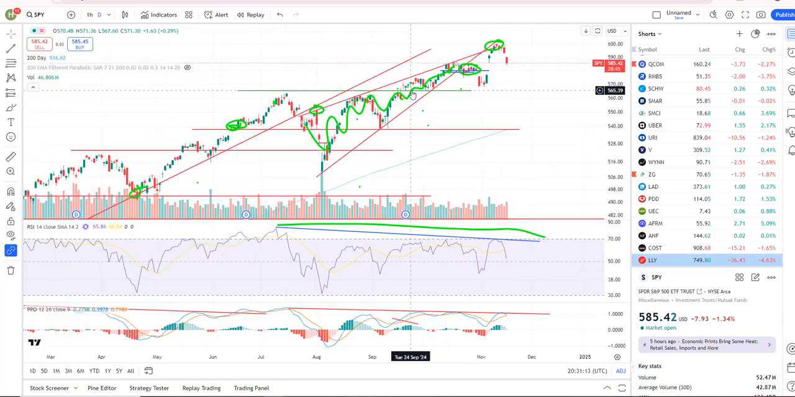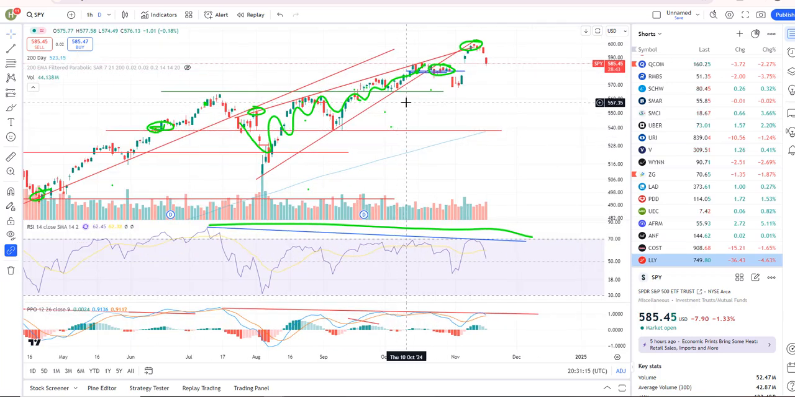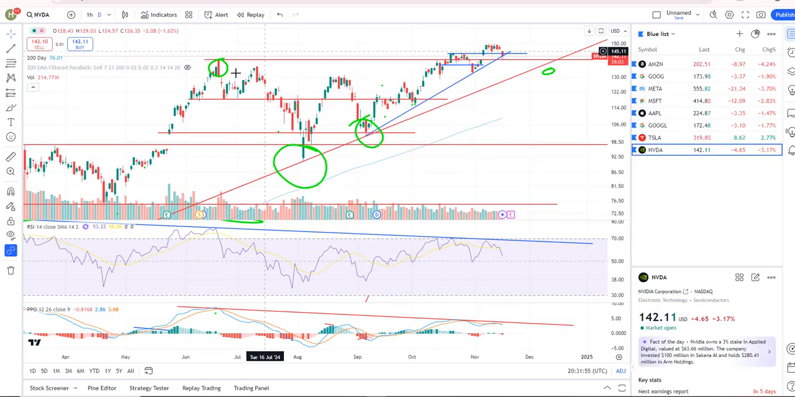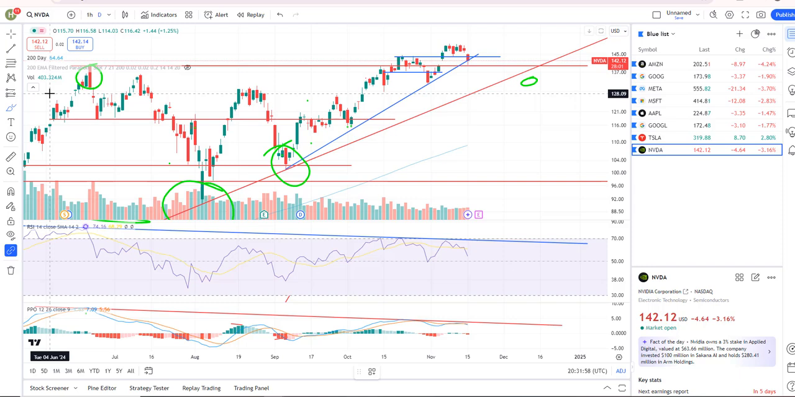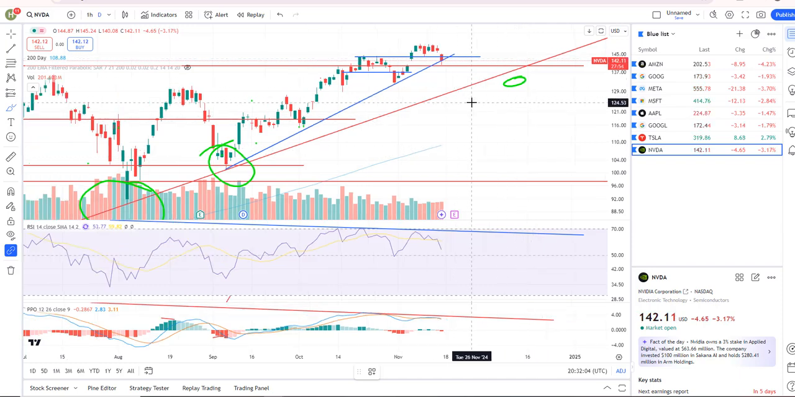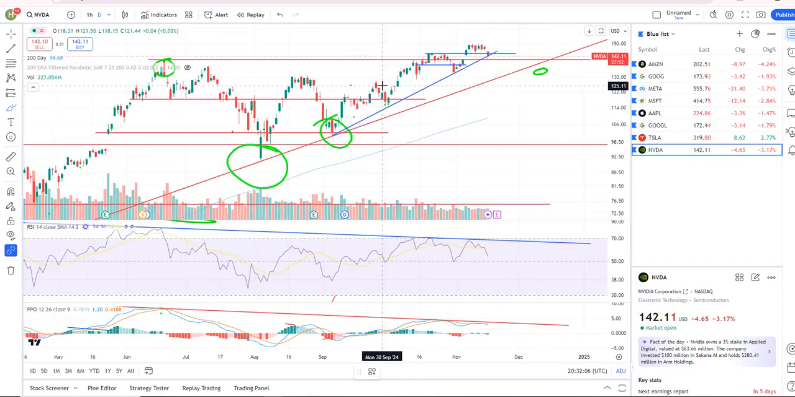Okay, so we've broken down, and we backtested, and now we're being rejected. So I'm expecting lower prices on the SPY as well. Mag 7, Nvidia's, I feel like, probably the most important chart in terms of the tech stocks. And so nothing's really technically broken.